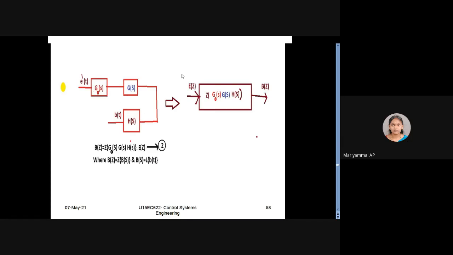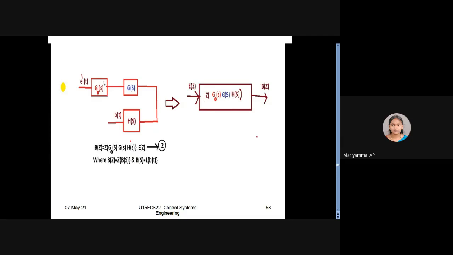Here we have already taken this block. The simplification is that e'(t) becomes E(z), then b(t) is taken in the form of B(z). Then G0(s), G(s) and H(s), these 3 blocks, are connected in cascade, that is, in series. So I take them in terms of multiplication, taking G0(s) directly in the multiplication of this transfer function.